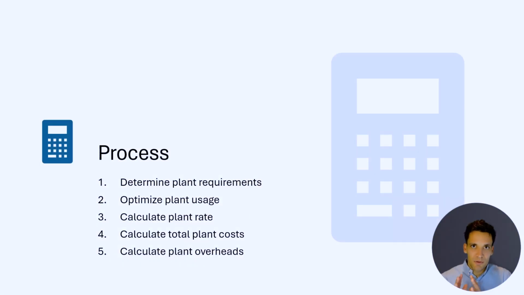So what is the process we follow to accurately calculate our plant costs? Well, the first thing we need to do is we need to determine what plant we require for the project. Then we need to optimize our plant usage, calculate our plant rate, calculate our total plant costs, and then calculate any plant overheads we need. So again, the way you apply this process is going to be different for every single project you estimate. And I've already spoken about how many different ways and how many different factors you can have impact plant costs. But using this basic outline, this basic process will cover off all the key points you need to accurately calculate the plant costs for your project.